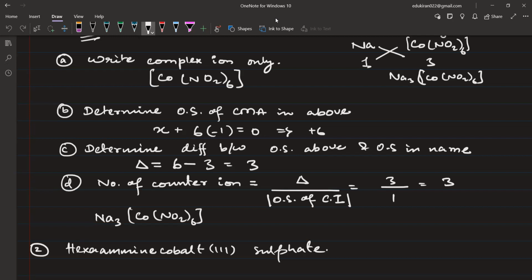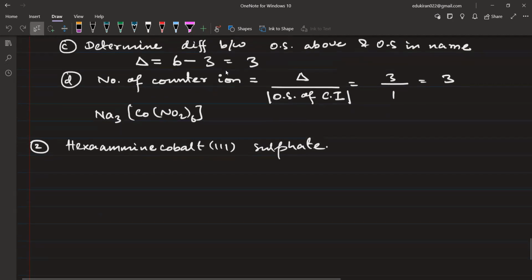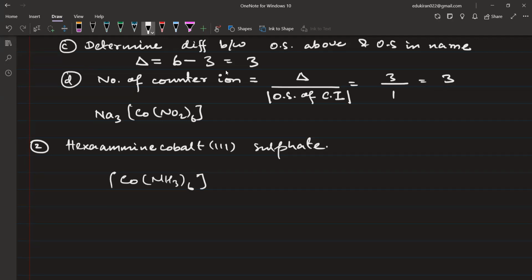See, complex ion without the counter ion, so it will be cobalt NH3 whole 6. Now the oxidation state of cobalt in this case is equal to what? 0, because NH3 will have what? 0 charge, so it is going to be 0.